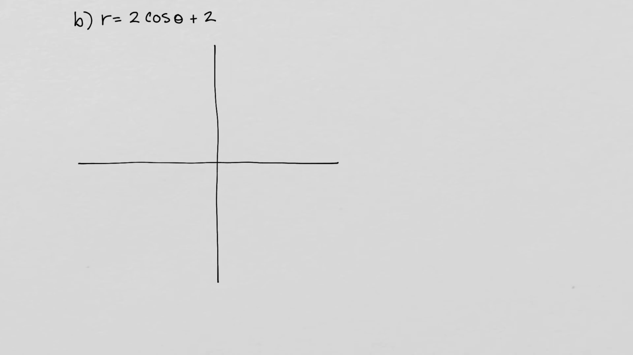So B, r equals 2 cosine theta plus 2. So again, here's my big graph. But we want to graph y equals 2 cosine theta plus 2. So kind of to remind ourselves, right, if I first just graphed 2 cosine theta, it's pretty similar to what we just did, right?